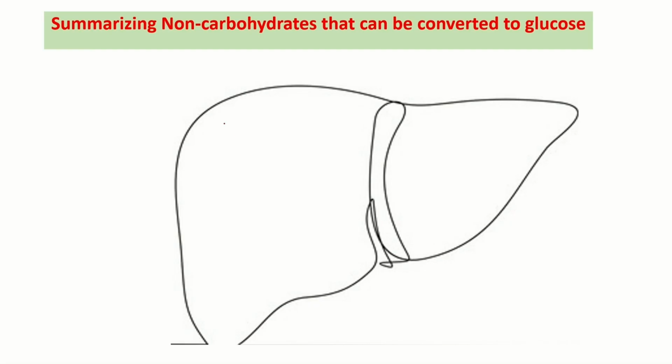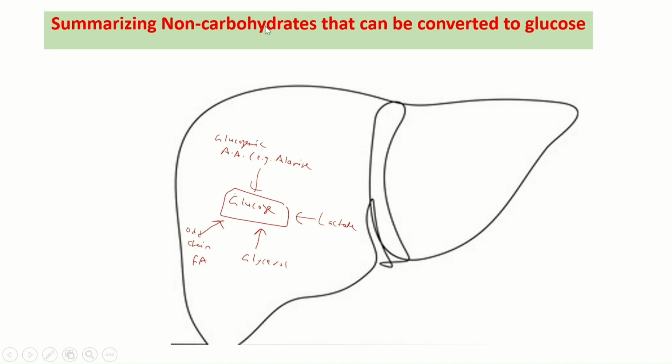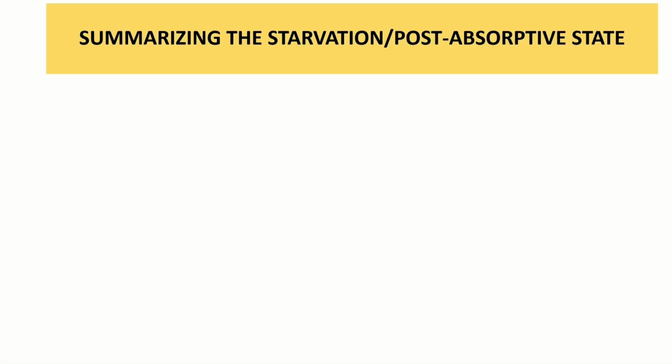Let's summarize the sources for gluconeogenesis again. Glucogenic amino acids. Lactate. Glycerol. And odd-chain fatty acids. Always remember, any non-carbohydrates that can be converted to pyruvate, glycolytic intermediates, or Krebs cycle intermediates can serve as a precursor for gluconeogenesis.